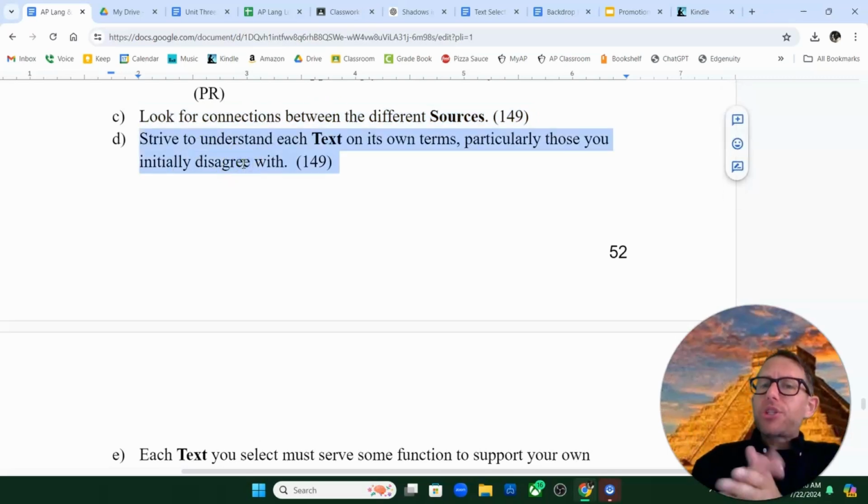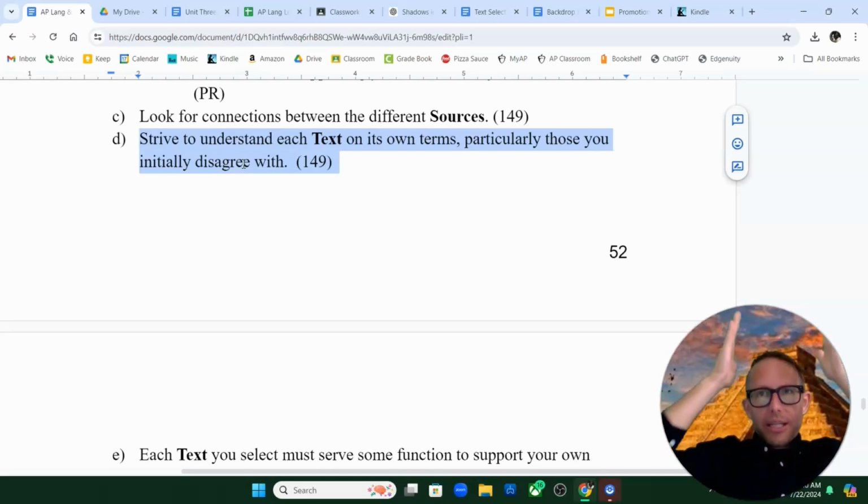Make sure you strive to understand each text on its own terms, particularly those you initially disagree with. Almost like taking them outside of the context of these 7 or so sources that you're looking at and pretending like the other 6 don't exist. Here's this source. Let's address it as though it's the only one on this particular topic. What are its merits? What are its disadvantages? How can that benefit me as I'm writing my synthesis essay?